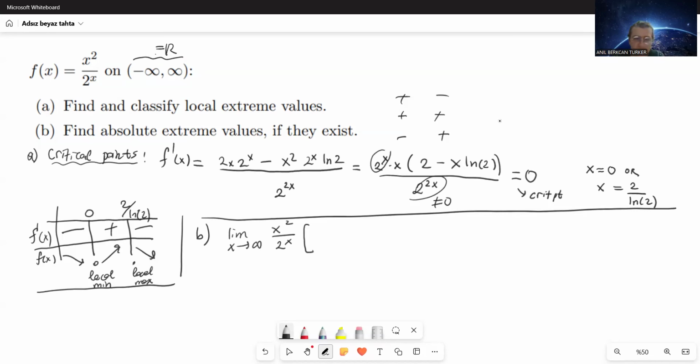I cannot say right away that we have an absolute max or min because my domain is not closed and bounded. It is closed, since it equals R, but it is not bounded. Even though our function is continuous, I cannot say that it has absolute extreme values, so I cannot use the extreme value theorem.